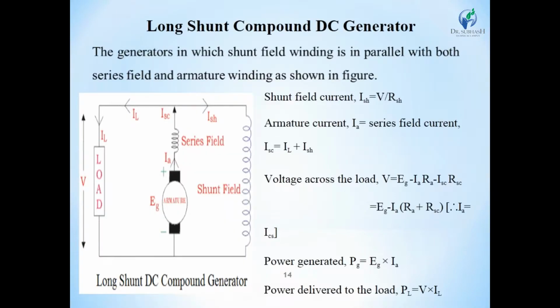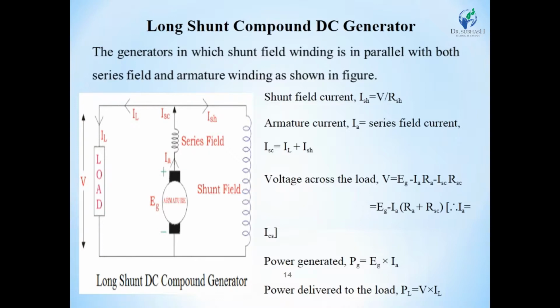We discuss the long shunt compound generator first. Here is the figure. In this figure, S1 and S2 represent the series field winding and F1 is the shunt field winding. The shunt field winding is connected in parallel with the series combination of armature and series field winding. In the voltage and current relation, we know that IA is equal to IS and IA is equal to ISH plus IL.